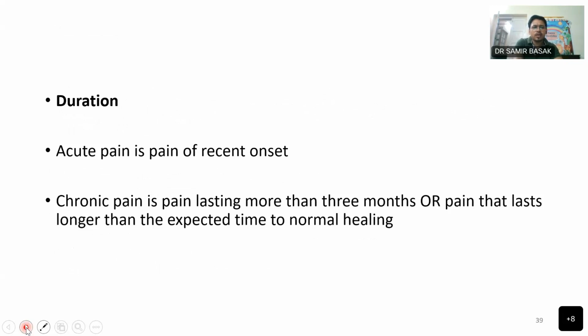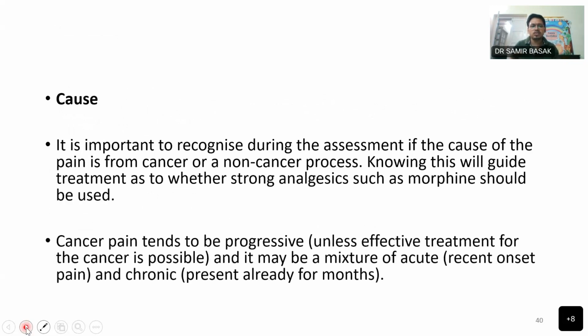Regarding the duration, acute pain is a pain of recent onset, and chronic pain is more than 3 months, or pain that lasts more than the normal healing time. It is chronic pain. The cause is important to recognize during the assessment, whether it is from cancer or non-cancer. Clinically, from radiological and other investigations, we can assess whether this is cancer or non-cancer. And if there is cancer, there is a chance of mixed pain, like acute and chronic mixed.